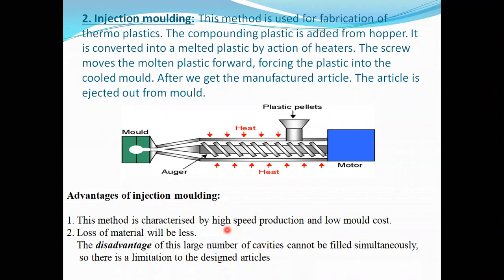For example, thermoplastic materials: polythene bottle, polythene sheet, polythene pipe, polythene cover, PVC pipe, PVC cover, polystyrene covers, polycarbonate covers, right? Like that, n number of articles, n number of thermoplastic materials. I'm repeating, it is only applicable for thermoplastic materials, with high speed production, prepared by the injection molding method.